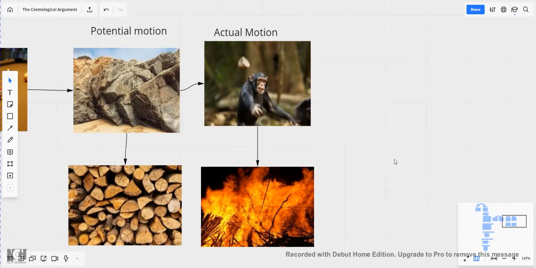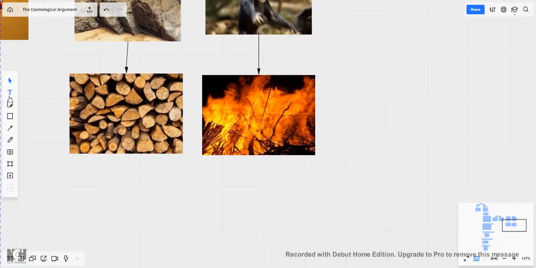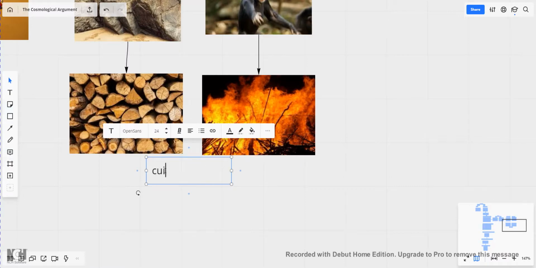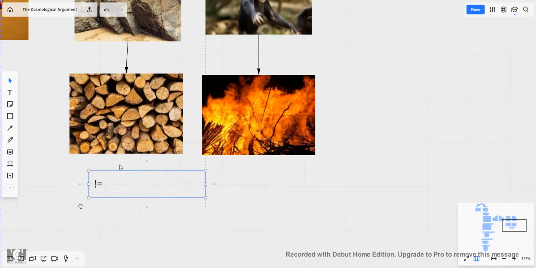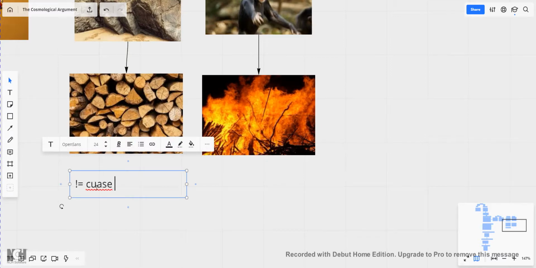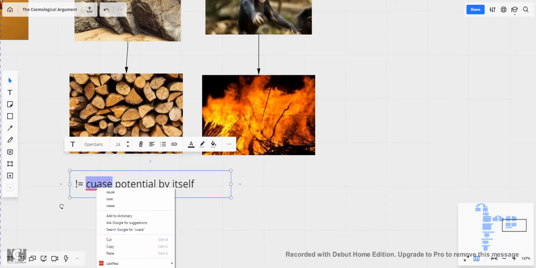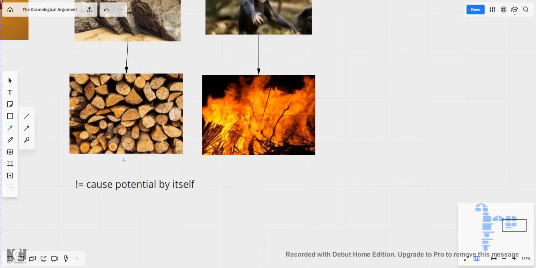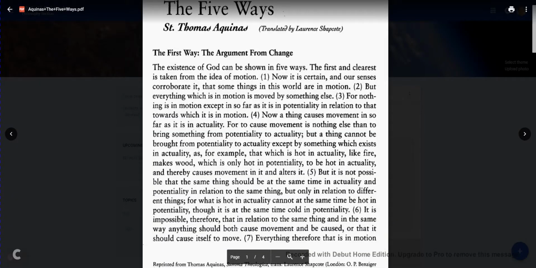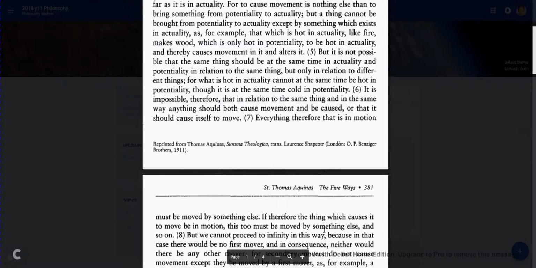So what we're saying is quite clearly, and we'll go back to the wood example, it cannot be equal to cause and not cause. Actually, let's make this even more clear for you. Potential motion can't cause itself. So we know that the wood can't catch on fire unless someone puts it on fire. And of course, who is the one that was the first mover? If you said God, you'd be correct.